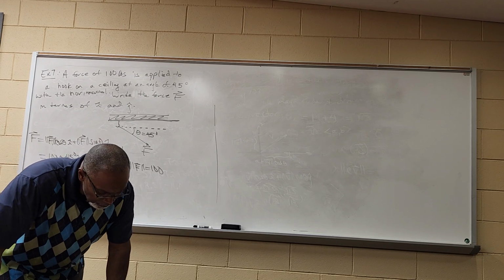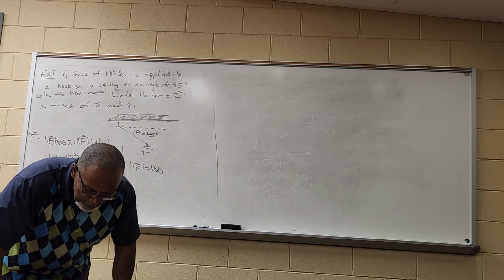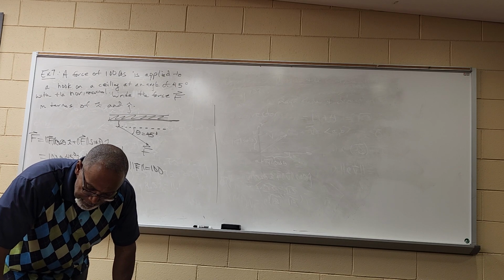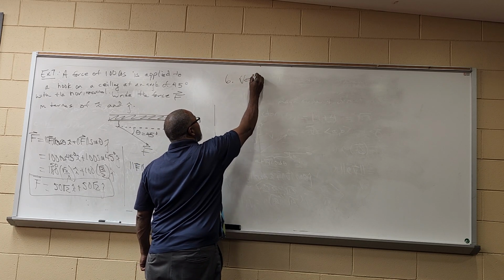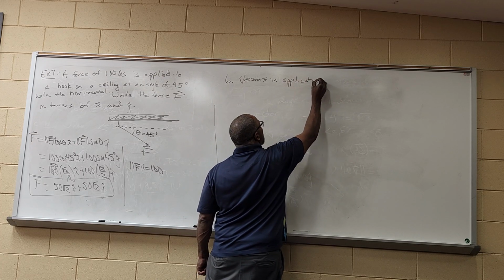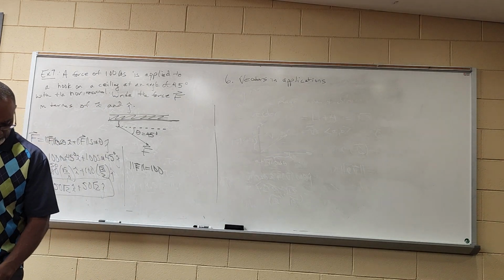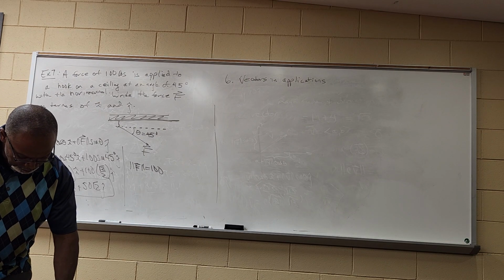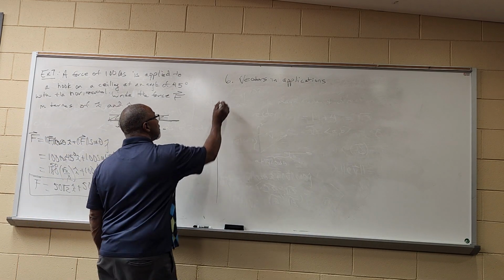Example 8 I'll let you do. I'll do example 9. These are vectors, so this is objective 6, vectors and applications. That just means word problems. Whenever you see the word applications, we're talking about word problems.